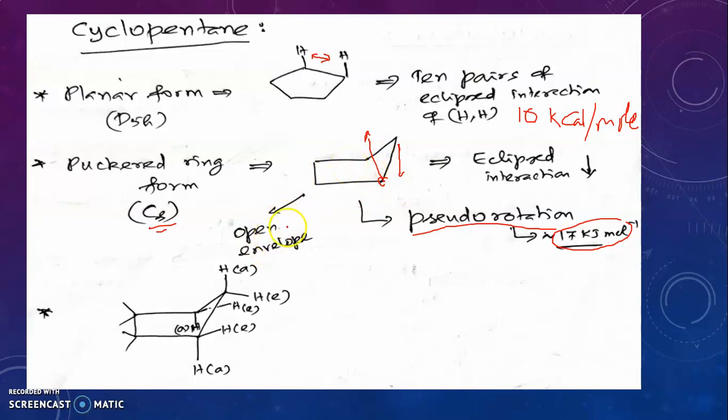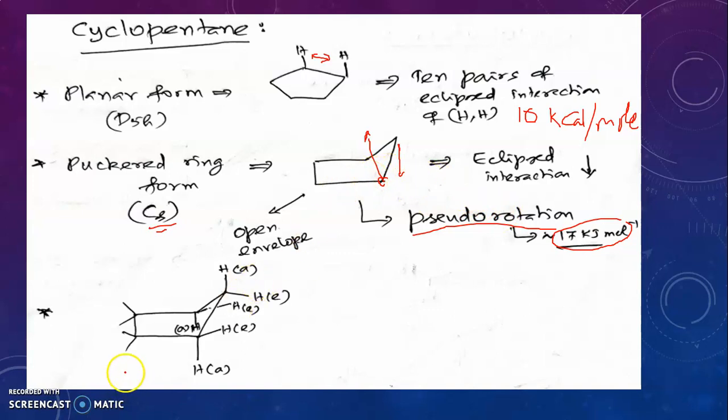Then remember, this is very important: cyclopentane in the gas phase undergoes pseudo rotation. Pseudo rotation is sometimes called skeletal vibration. Are you able to follow? And this pseudo rotation provides some potential energy to the molecule. So 17 kilojoules per mole of energy is introduced because of the skeletal vibration, or pseudo rotation.